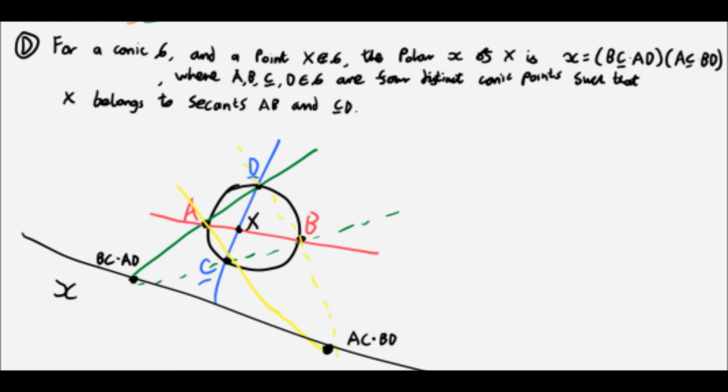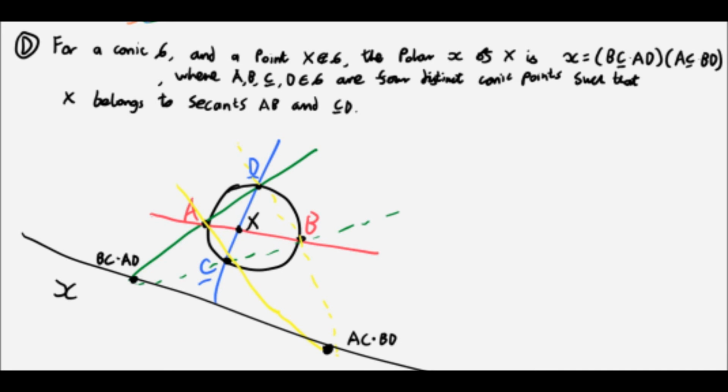And if we join those 2 points, the line little x joining them is actually going to be the polar of capital X. So this is a fairly remarkable result because it doesn't really matter how you choose these 2 secants AB and CD, just as long as they're distinct and they have distinct intersection points with the conic.